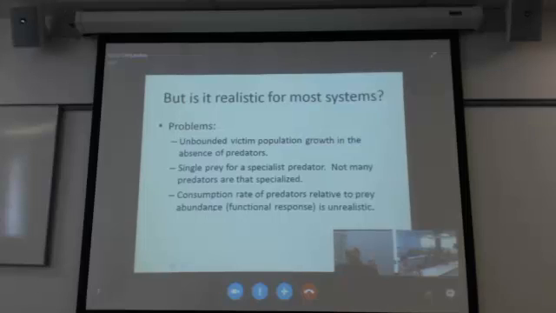Okay. This is called the functional response. It's the response of the predator to the prey population. If the prey gets too big, you don't always get more predators. The predators don't just necessarily eat more. Now here's a great example of that.